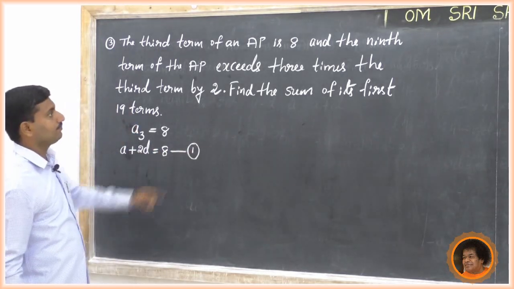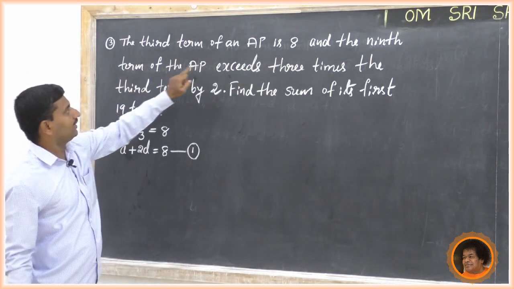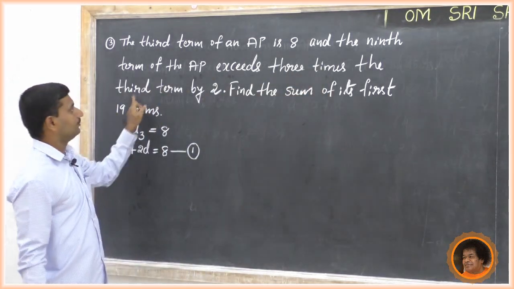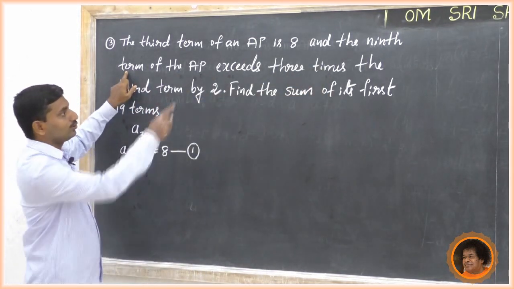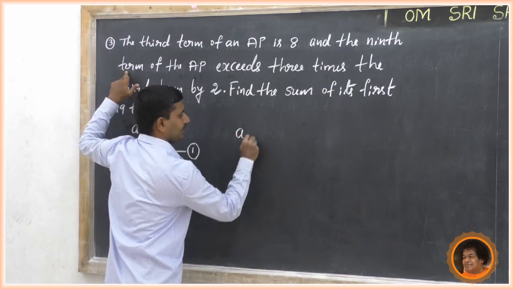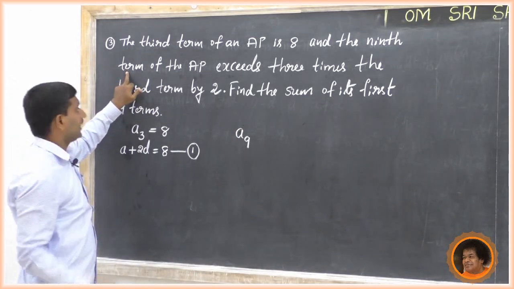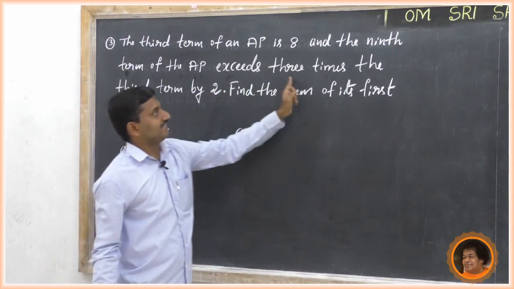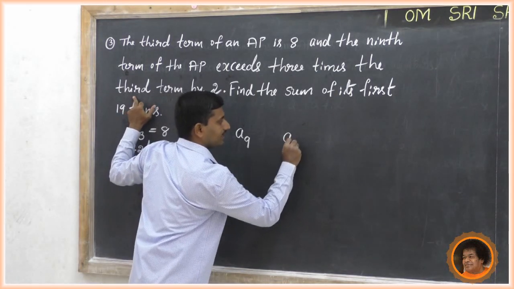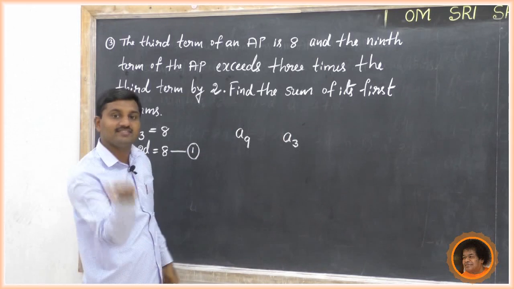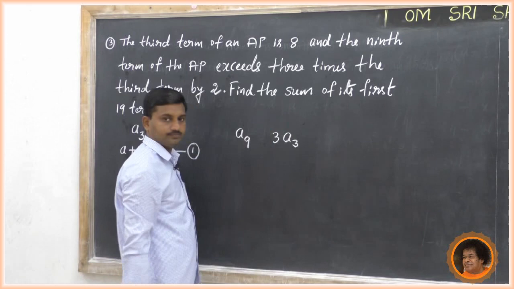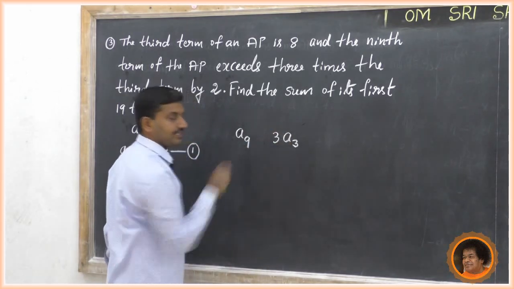So what is the second condition? The ninth term of the AP exceeds 3 times the third term by 2. So how to write the ninth term? Ninth term means a9. Ninth term a9 exceeds 3 times the third term. So third term a3, so there 3 times. So 3 times means 3 into that term. So 3 into a3.